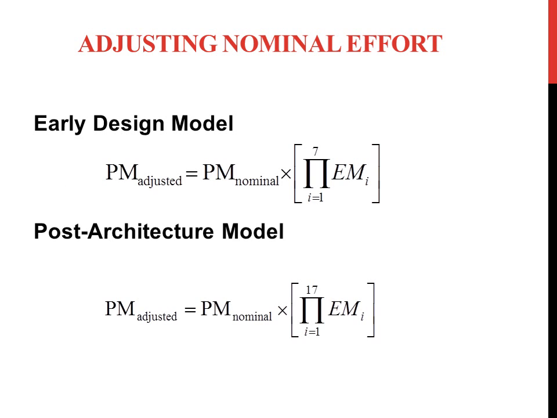In the early design model, the formula for adjusting the nominal effort is PM adjusted equals PM nominal times the product of EM i, for i equal to 1 to 7. And for the post architecture model, PM adjusted equals PM nominal times the product of EM i, with i running from 1 to 17. So these are the important formulas you have to learn by heart regarding the early design model and post architecture model.